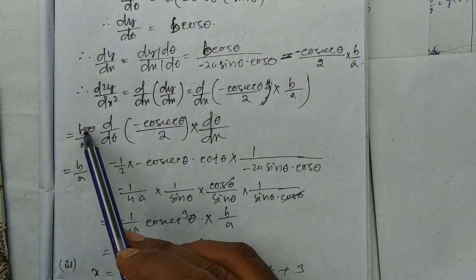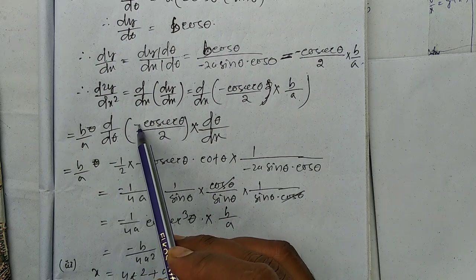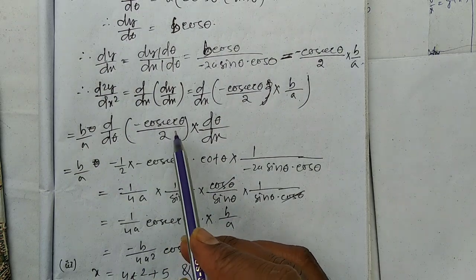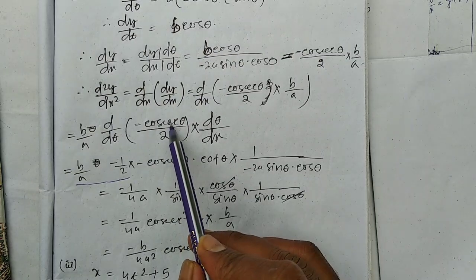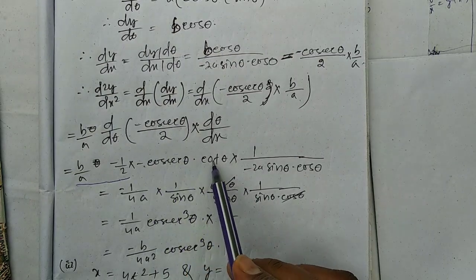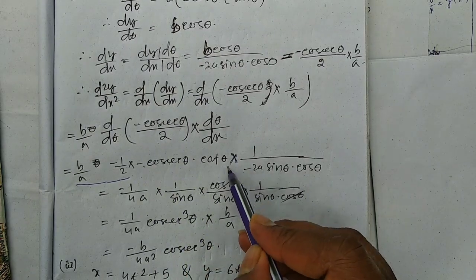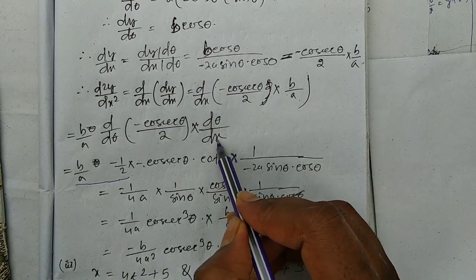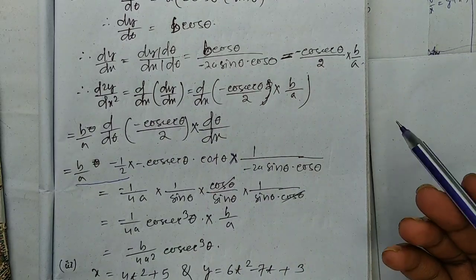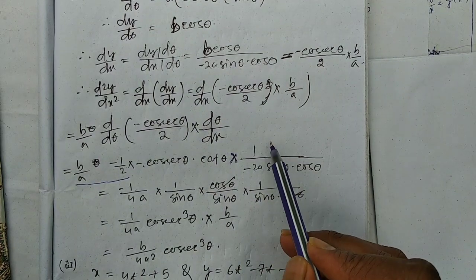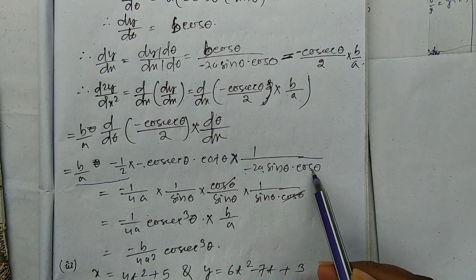Here the constant is b by a, I have written here. So minus 1 by 2 is also constant, this will be taken outside. Then derivative of cosec theta will be minus cosec theta into cot theta into d theta by dx. What will dθ by dx be? Just take the reciprocal of dx by dθ, that means reverse the term. So it will be 1 upon minus 2a sin theta cos theta.